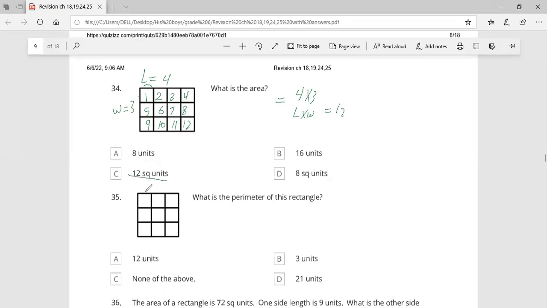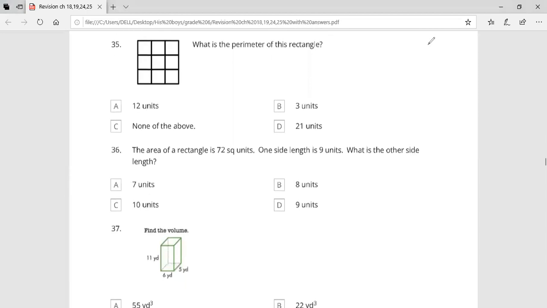Here is what a perimeter is. Perimeter depends on addition. If you add the outside, the perimeter is the outside of the shape. Here is 3, and if we count outside the shape, here is also 3, and here is also 3, and here is 3. 3 plus 3 plus 3 plus 3, we get 12 units. Okay, here is the perimeter.